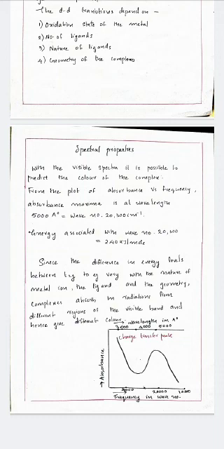So far we have come across what a transition metal is, what its properties are, and its magnetic properties and the spectral properties.